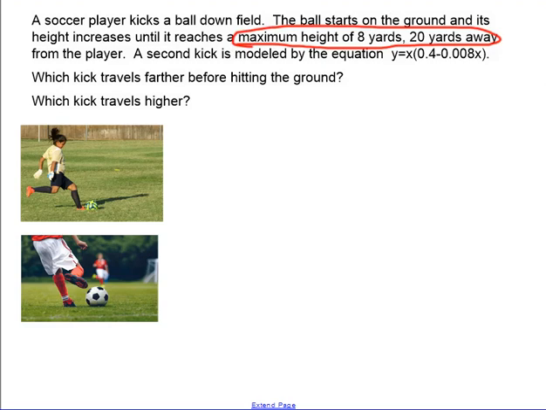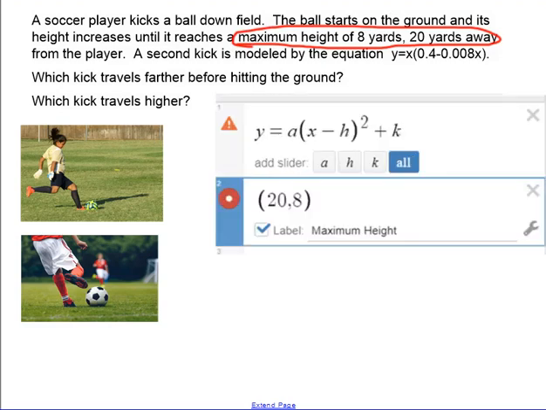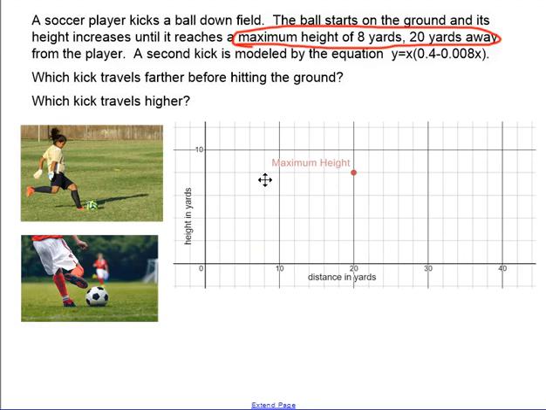So first, let's plot this point in Desmos. I'm going to plot that point in Desmos by simply entering parentheses 20, 8. I'm going to check that I want to label it, and I'm going to type in maximum height. So I have my maximum height right here. And then I also went ahead and entered distance in yards on the x-axis and height in yards on the y-axis.